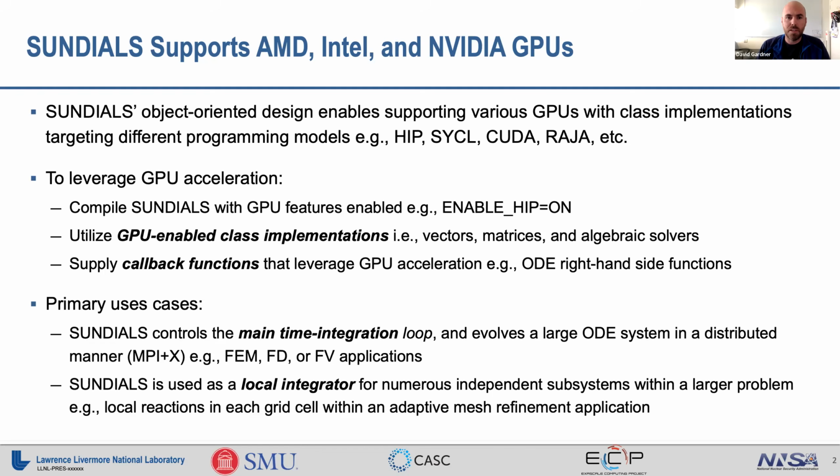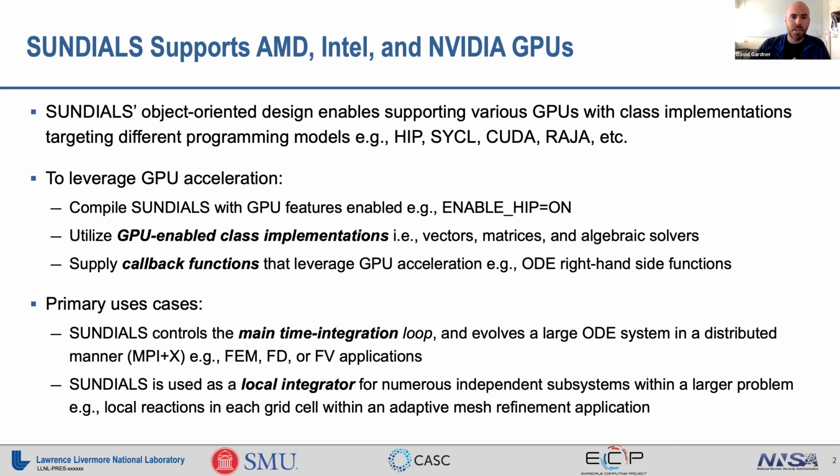What that really means is that to use Sundials on GPUs, you need to do three things. One, you need to build Sundials with GPU capability turned on, for example, turning on HIP. Then when you write your program that uses Sundials, you need to use the classes that are GPU enabled, for example the HIP vector or HIP compatible solvers. And finally, the callback functions for doing things like computing the right-hand side or filling Jacobians need to launch kernels and do the computations on the device.